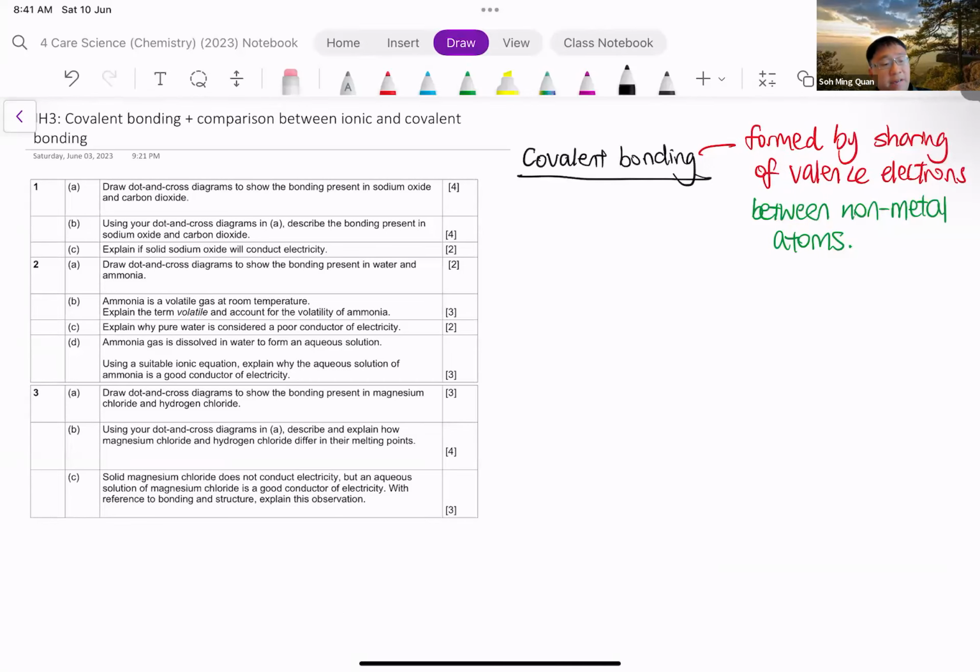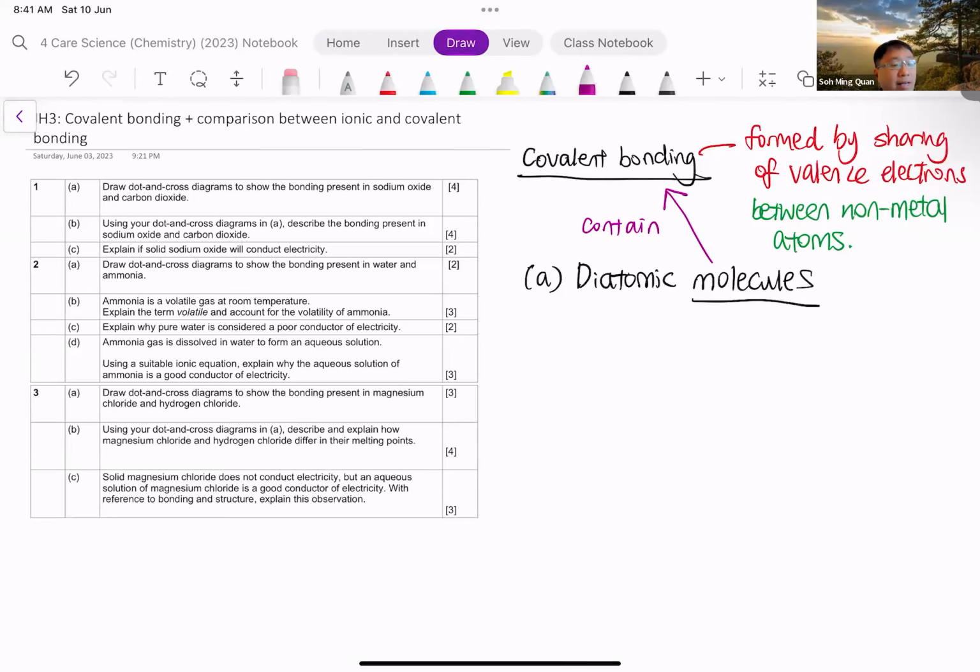So let's begin by looking at a few diatomic molecules. You notice I have used the word molecule. Now, when we use the word molecule, it implies covalent bonding. So molecules contain covalent bonding. So molecules are formed by the sharing of valence electrons.